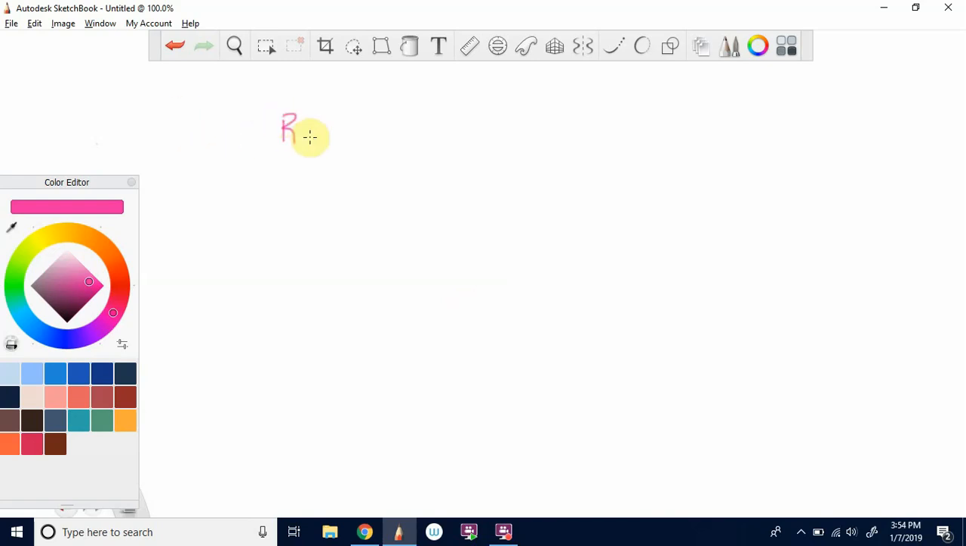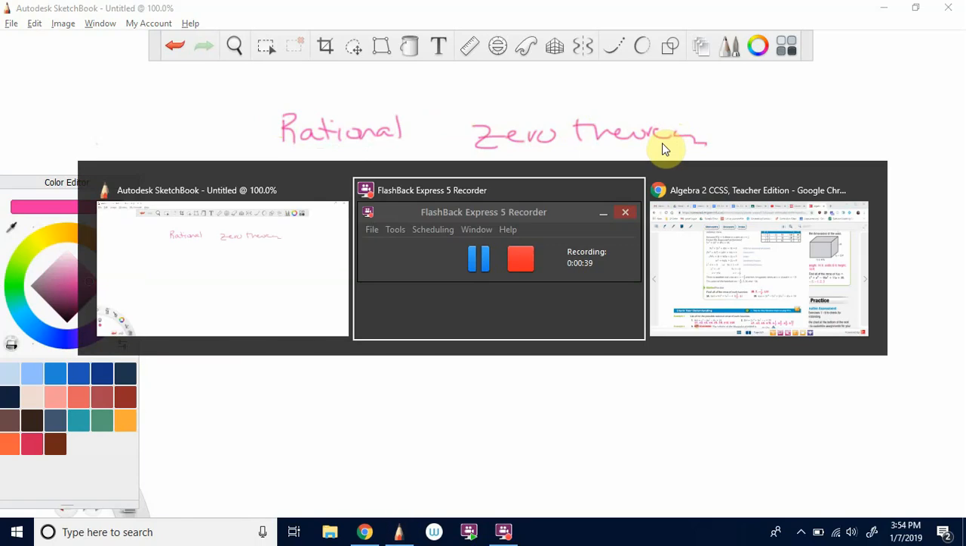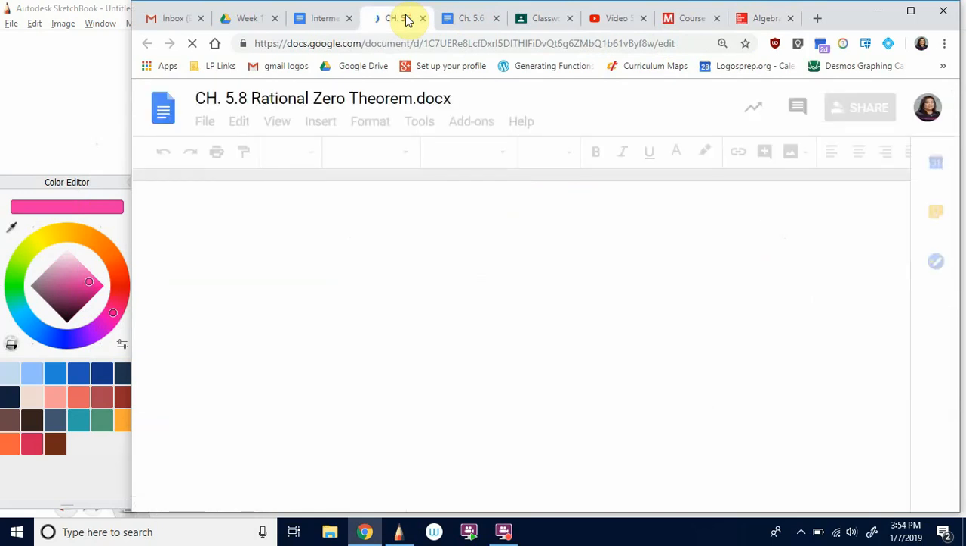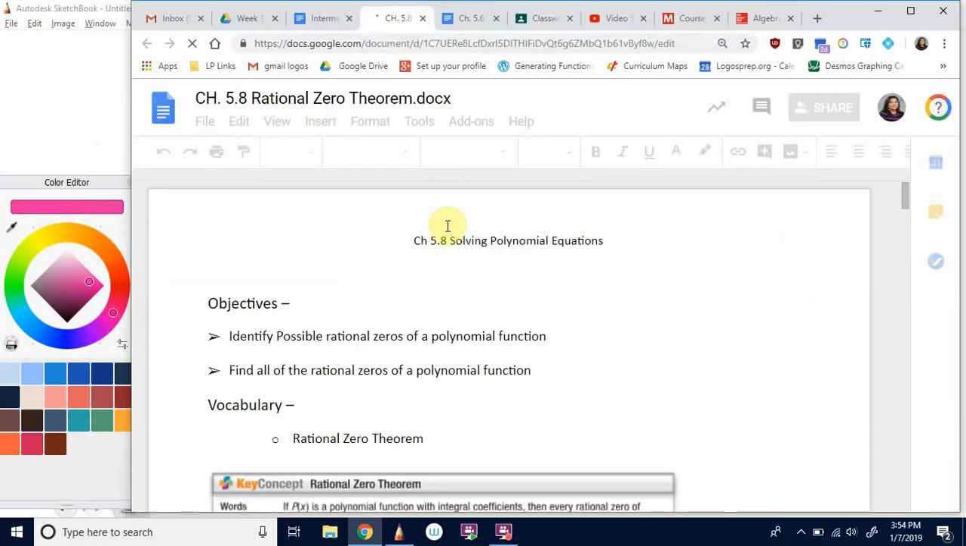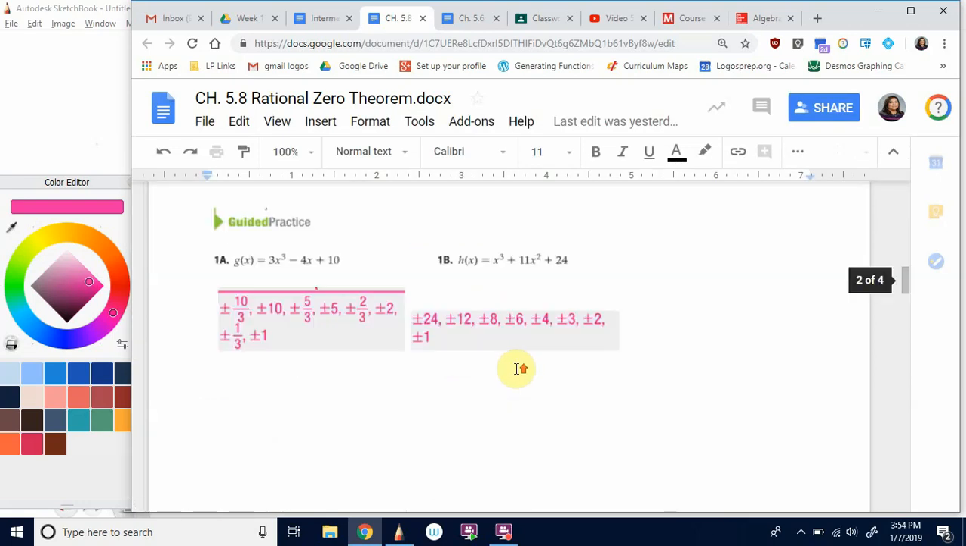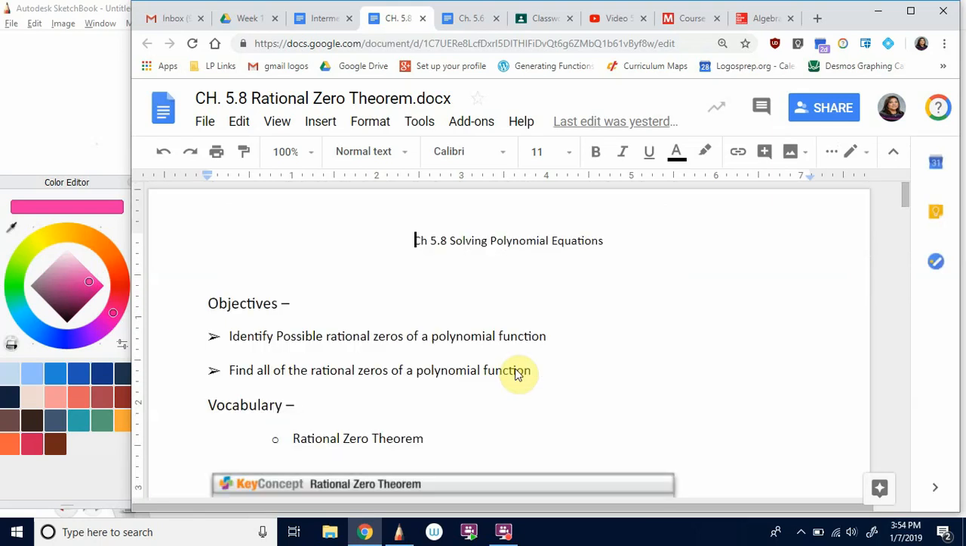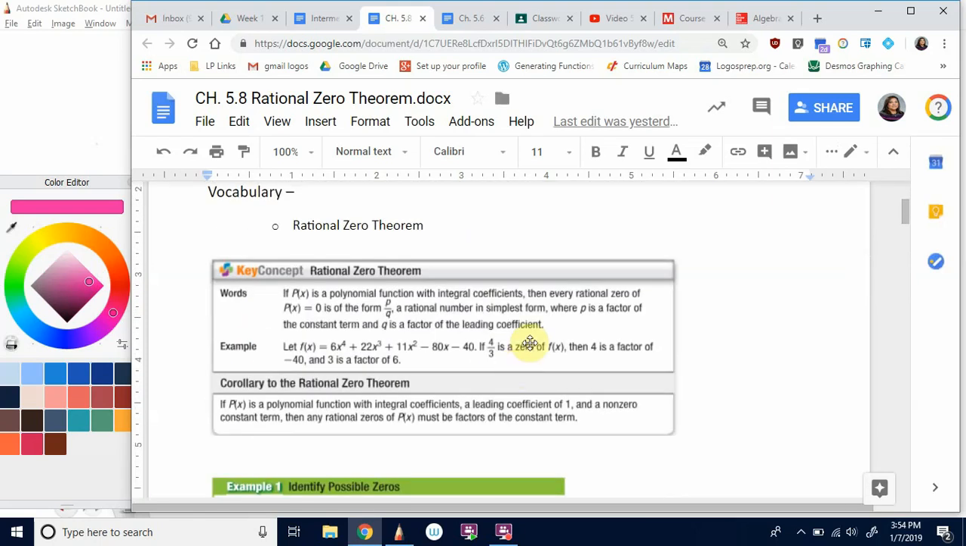Okay, so really there's not a vocabulary. The vocabulary here is going to be rational zero theorem. Okay, so let's go to our notes here, 5.8, and look at the key concept box that I placed on here. All right, so what does the rational zero theorem say? It says, and I'm going to read it and then I'm going to put it in layman's terms.